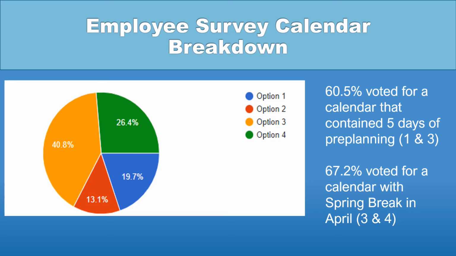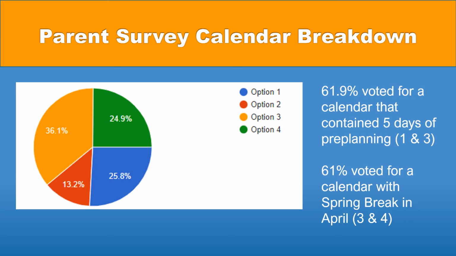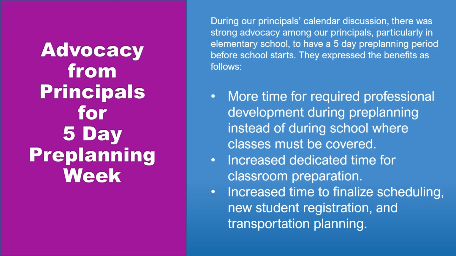60.5% voted for the calendar that contained 5 days of pre-planning, and 67.2% voted for a calendar with spring break in April. Our parent survey results showed us that 61.9% voted for the calendar that created 5 days of pre-planning, and 61% voted for a calendar with spring break in April.